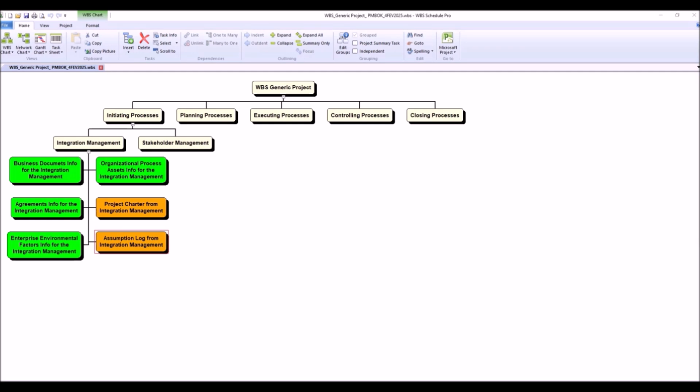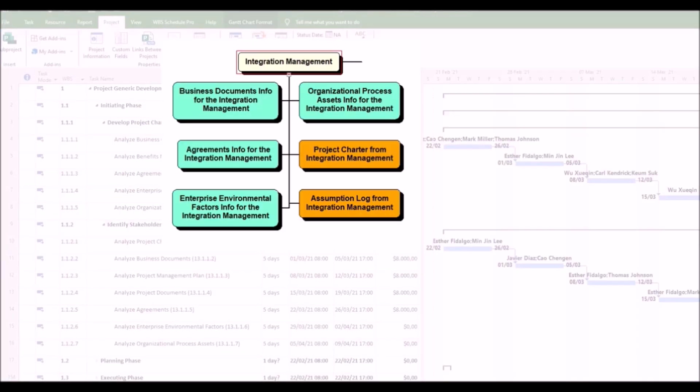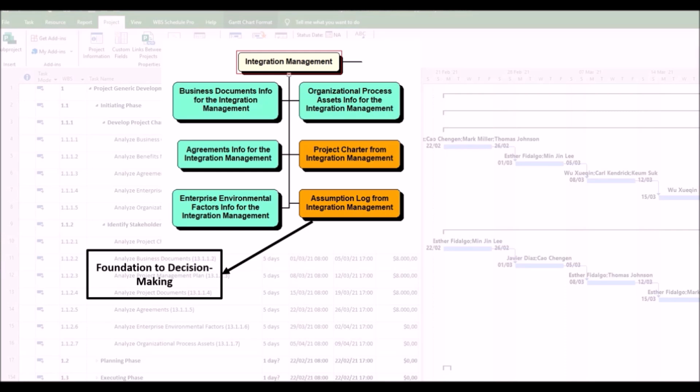Its importance during the initiation phase includes: 1. Foundation for decision-making. Assumptions are factors considered to be true, real, or certain without proof or demonstration. During initiation, these assumptions help stakeholders and the project team make informed decisions about the project's feasibility, scope, and objectives. 2. Risk identification. Assumptions often carry inherent risks. By documenting them early, the project team can proactively identify potential risks and plan mitigation strategies during the planning phase.